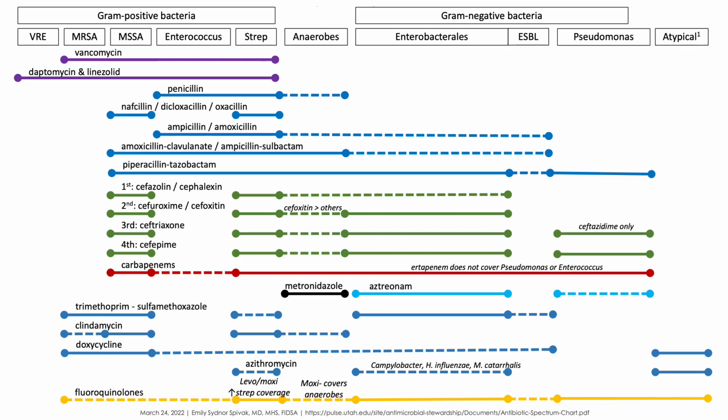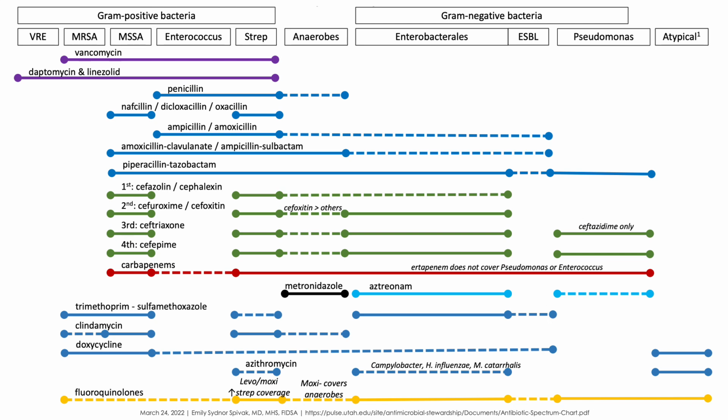It's also helpful to think about antibiotics in terms of their spectrum of activity. So what kind of bacteria can they kill? This is a really helpful diagram that was created by Dr. Spivak here at the University of Utah, and there are other versions of this floating around out there. But if you look at this here, you can look at specific antibiotics, and it gives you a pretty good idea of what type of bacteria they kill.